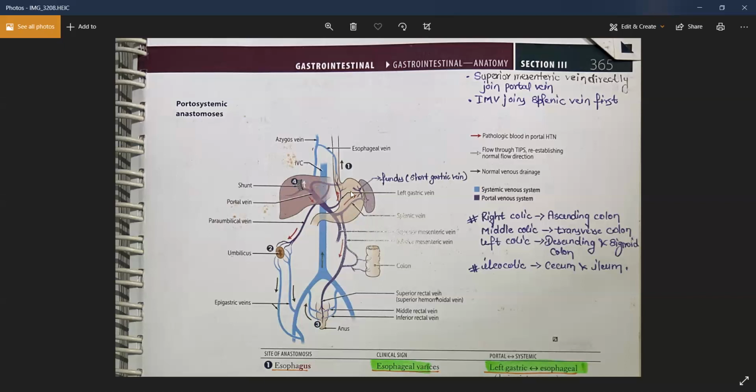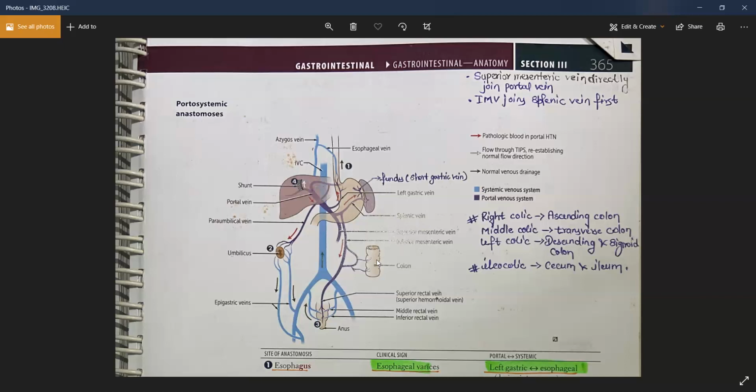So from the stomach, you have the left gastric vein, and this left gastric vein will directly drain the blood into the portal circulation. Then you have the superior mesenteric vein, and the superior mesenteric vein will directly form the portal vein. As you can see here, this inferior mesenteric vein, which is draining the blood from the hindgut, will first drain the blood into the splenic vein, and then this splenic vein will drain the blood into the portal vein. It is very important.